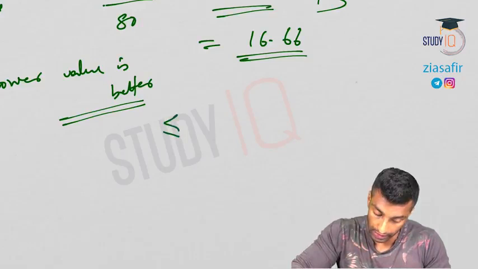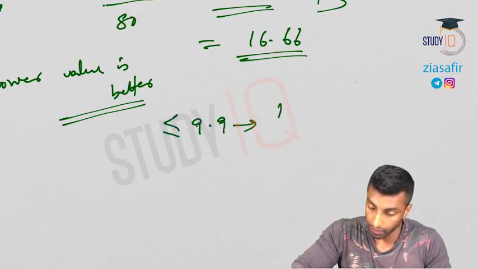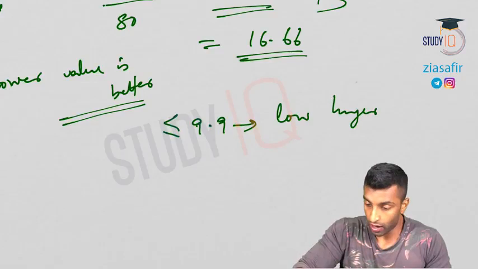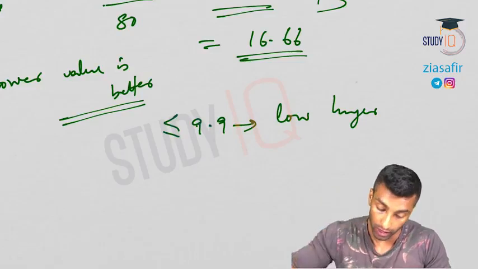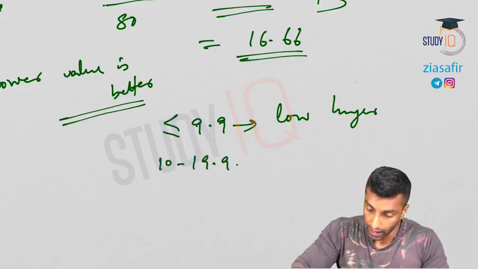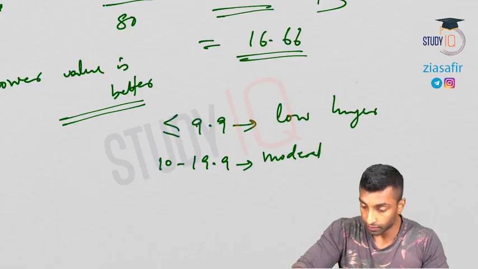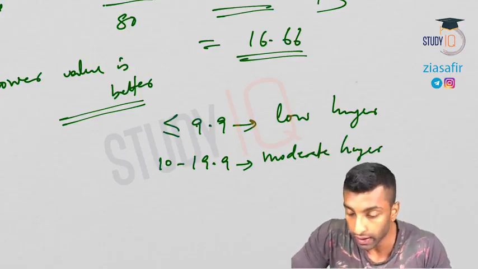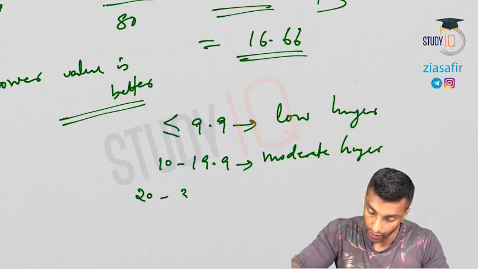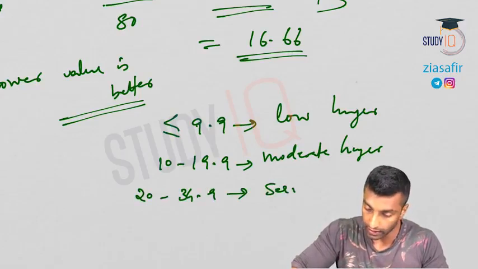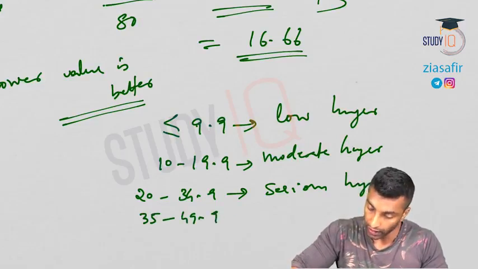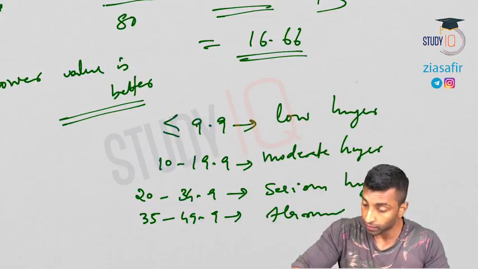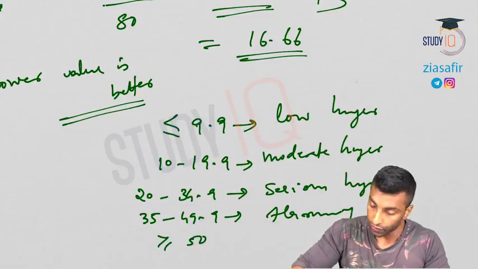So if the value is less than or equal to 9.9, low hunger, I'll give you the classification. Value less than 9.9, low hunger. 10 to 19.9, moderate hunger. Okay, 10 to 19.9, moderate hunger. 20 to 34.9, serious hunger. Okay, and 35 to 49.9, alarming. Okay, and if you get more than 50, extremely alarming.